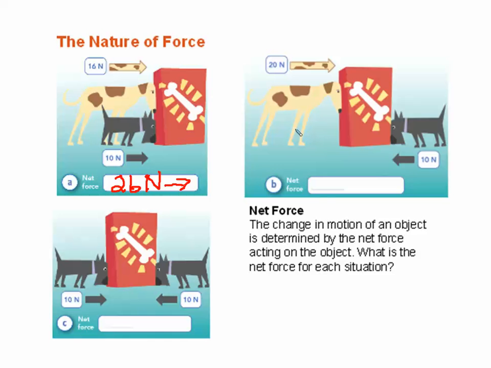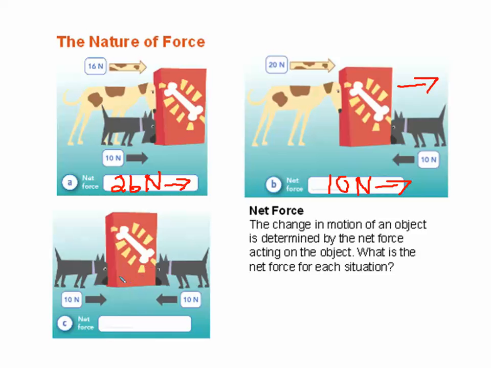In this other example, now the dogs are pushing in opposite directions. So we take the big force, 20 newtons, and we subtract the little force from it. So 20 minus 10 is 10 newtons. And which direction will the box end up moving? Well, since this dog is pushing with 20 newtons of force, and this dog is pushing with 10 newtons, the net direction that this box is going to move is this way. So we would add our arrow here. That would be our answer to our problem.